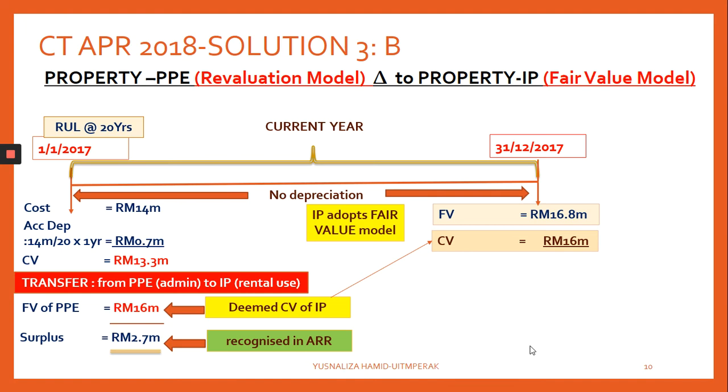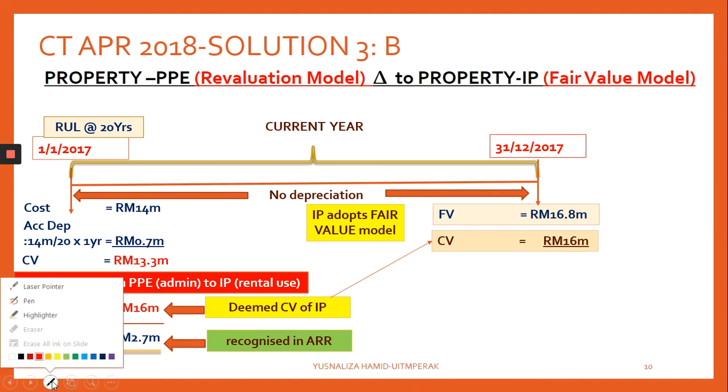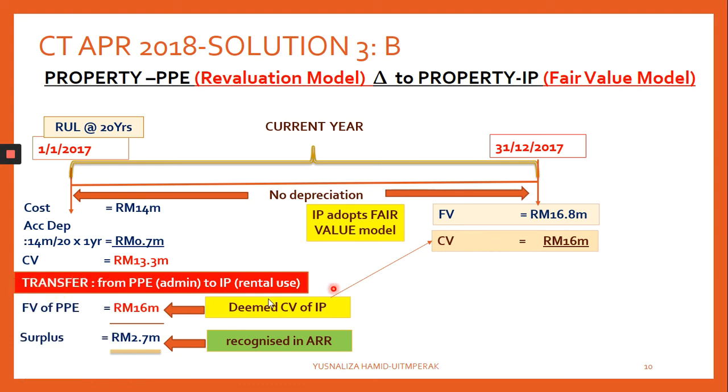So the deemed carrying value, that's my pointer. The deemed carrying value would be the fair value of the PPE, the office building. And now the carrying value as at 31st of December will be 16 million. Why 16 million? No change, because there is no decrease due to depreciation whatsoever since you adopt the fair value model.